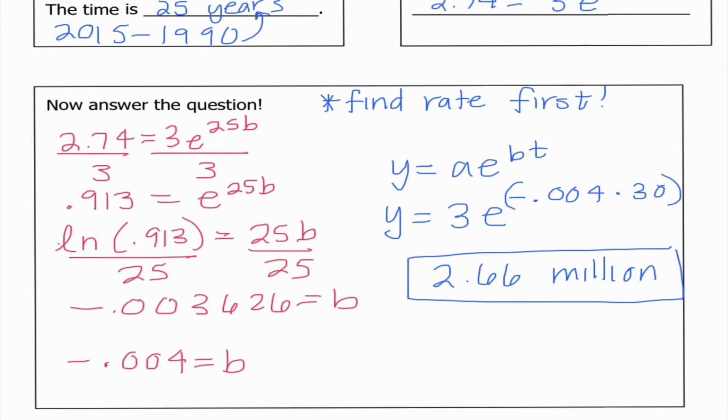This would be a reasonable answer because since we have an exponential decay model here, it would be reasonable that our overall amount of people is going to decrease as well.